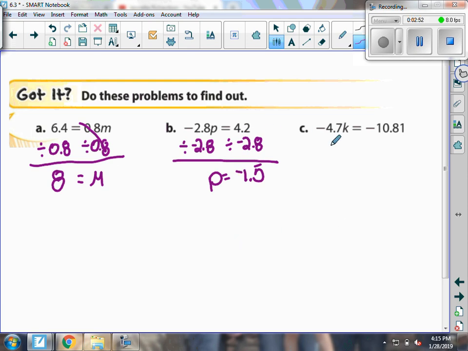And C, we have negative 4.7k is equal to negative 10.81. We divide both sides by negative 4.7. A negative divided by a negative is a positive, so my answer is going to be positive. So I have k is equal to 2.3. Okay. So check your answers, please. That's the same thing that we were doing, except now just with decimals.